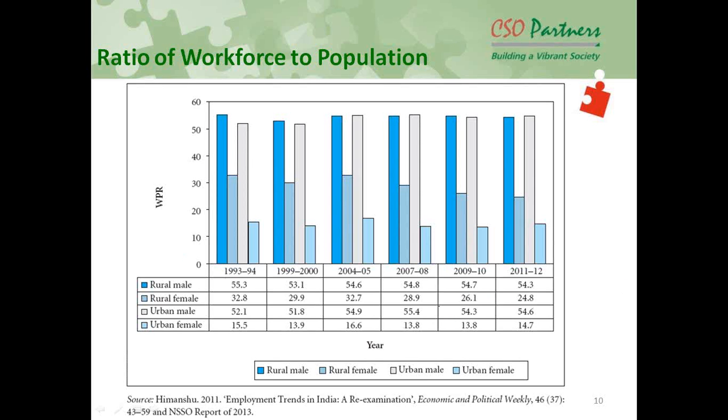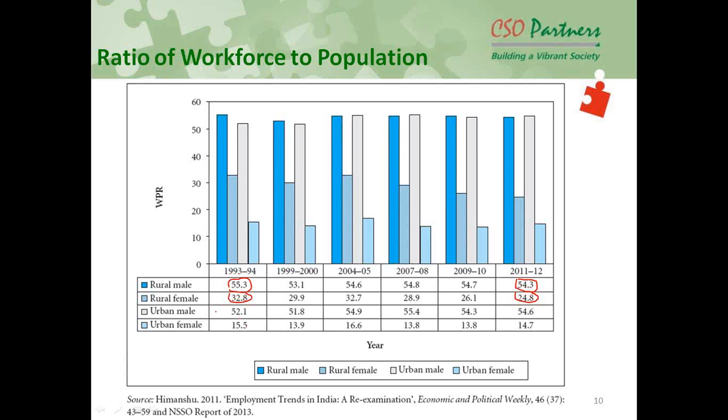The alarming scenario in 2011-2012, if you compare 1993-94 with 2011-2012, let us forget all the other years. In terms of rural male population, workforce was 55.3%. What is happening in 2011-12? This is decreasing to 54.3. So the ratio of workforce to population has decreased through the years from 1993-94 to 2011-2012. So the proportion of workforce is decreasing in the case of rural men. In the case of rural female, let us look at the next row, 32.8. This has also decreased to 24.8. Yeah, we had quite a bit of unemployment in this decade.